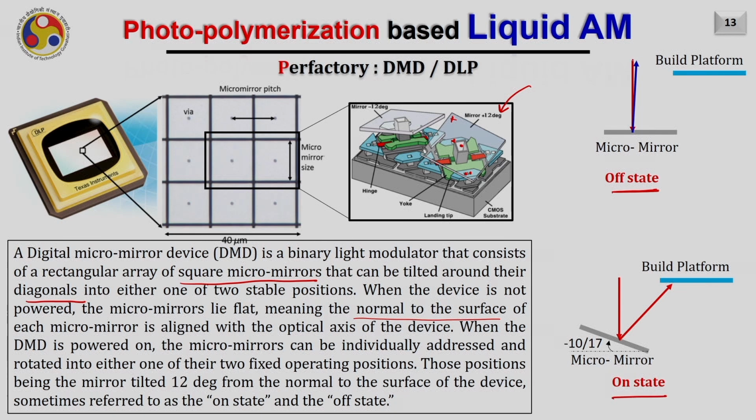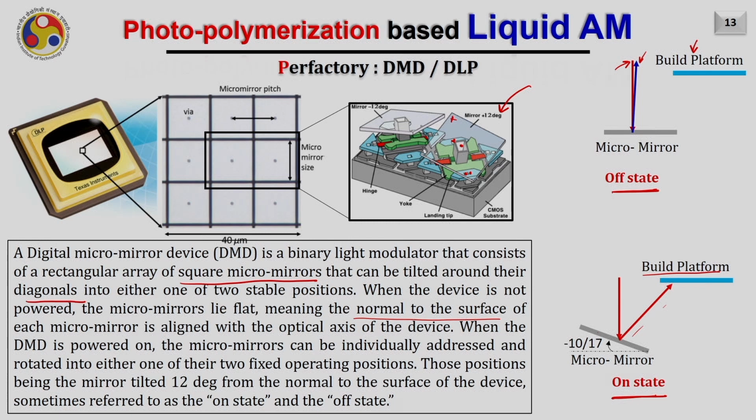So here you can see the red color, it is the light coming towards the mirror and then reflecting back, shown in the blue color. And this is the build platform. Hence, the light is not going towards the build platform. If the mirror is activated, meaning the appropriate voltage is supplied to it and it is tilted, the light falling on it will be directed towards the build platform, and it will be called the on state.